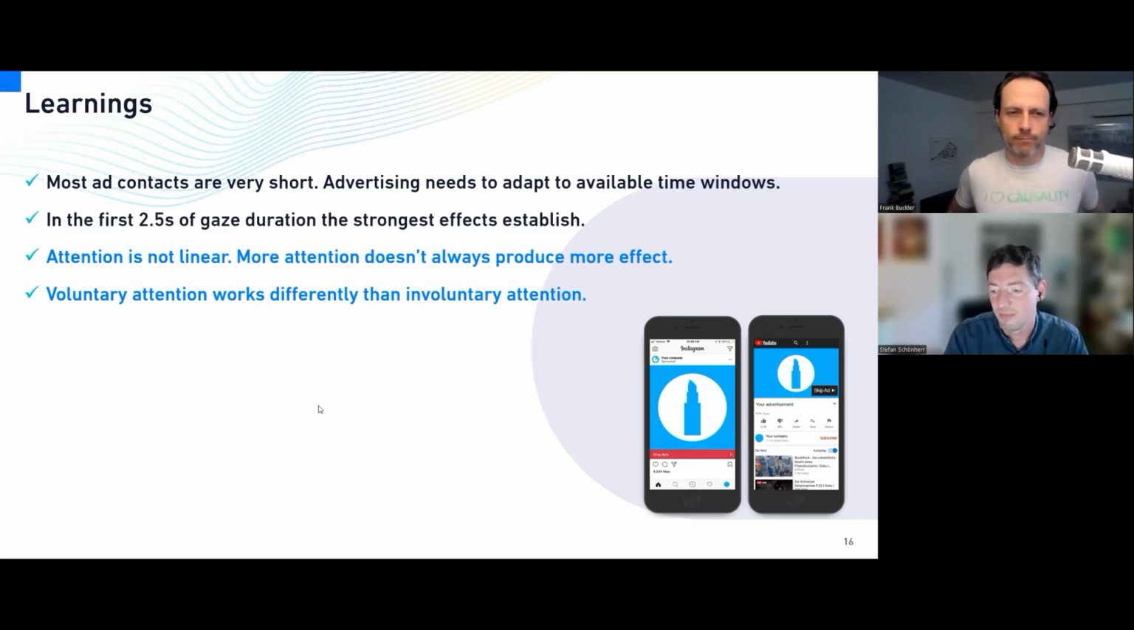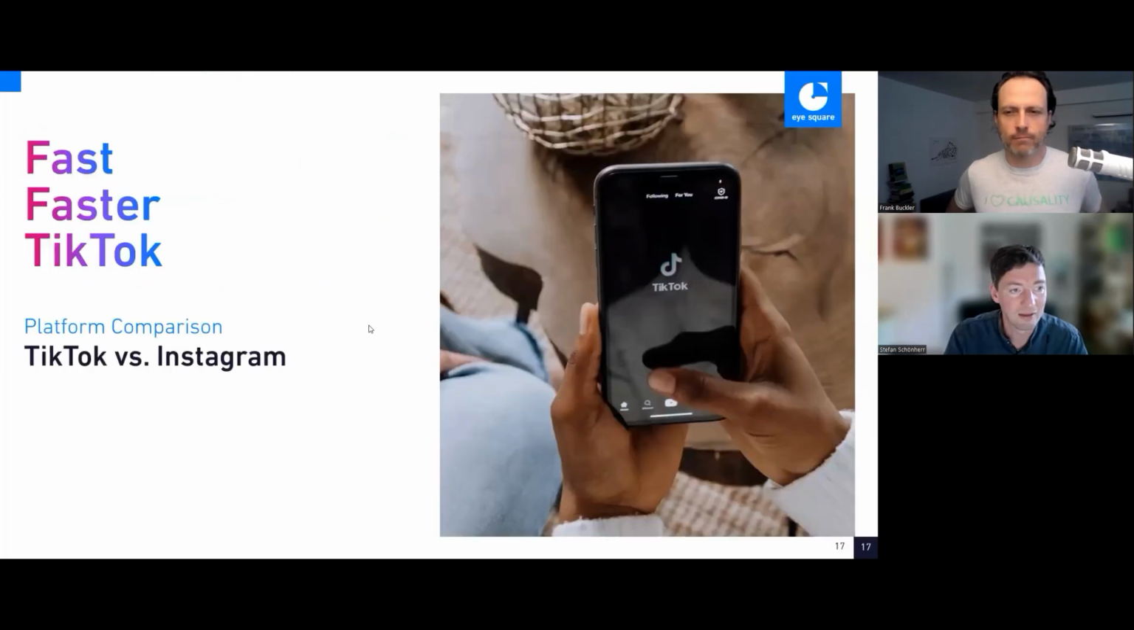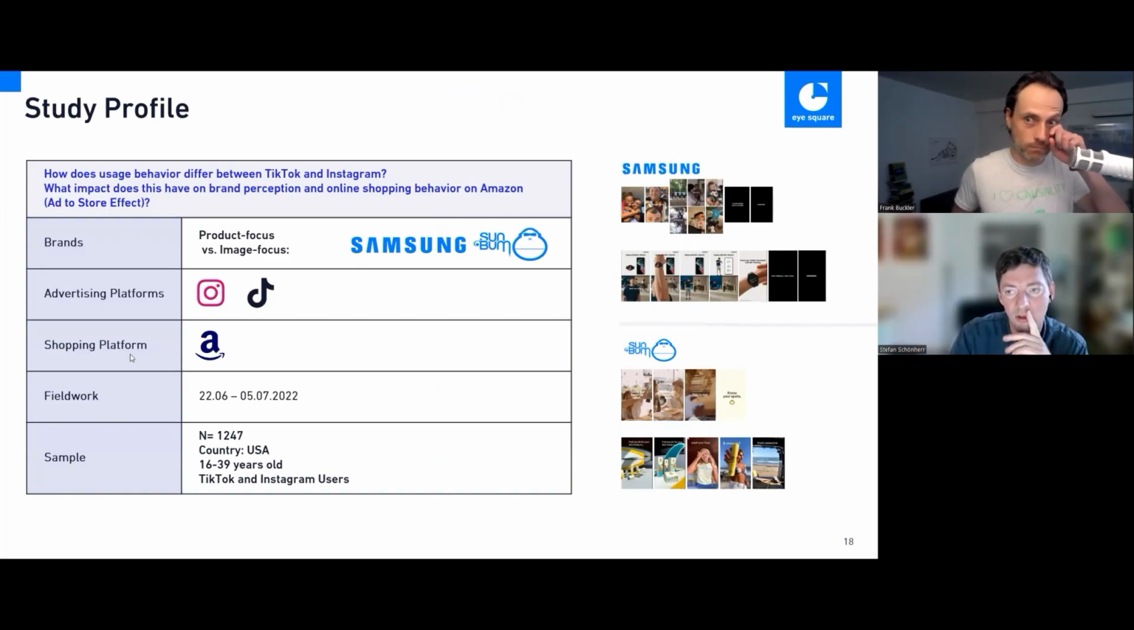All right, next case. Now we look at TikTok versus Instagram. What we've done here is, again, a study with not that many ads. It was 4 ads on every platform, 2 different for Samsung, 2 different for Sanbam. There was another focus here, like image and product focused ad, but this is not so important. What we want to look at today is really the comparison between the 2 different platforms.